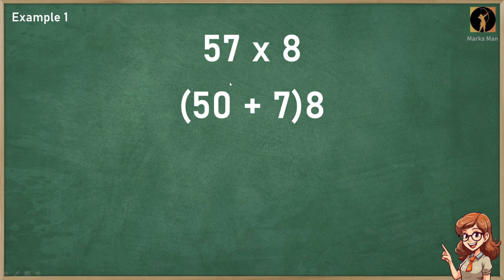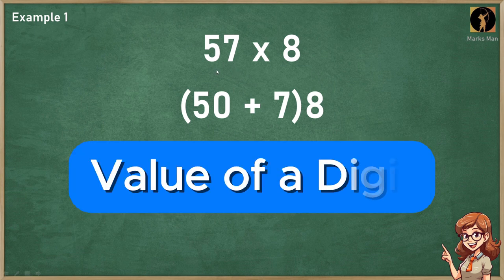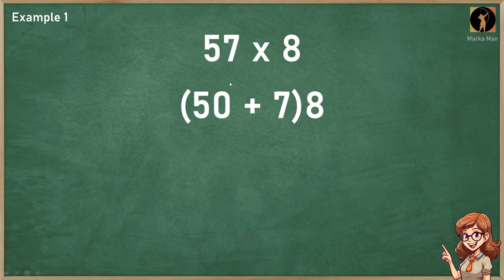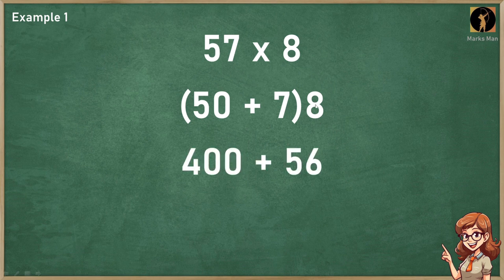By the way, if you have no idea about the value of a digit, I created a video about that. I will put the video link in the description below. So that means 57 is the same as 50 plus 7. And then you need to enclose these numbers using parentheses. And then just rewrite 8. Next, you need to distribute the 1-digit number outside the parentheses to the numbers inside the parentheses.